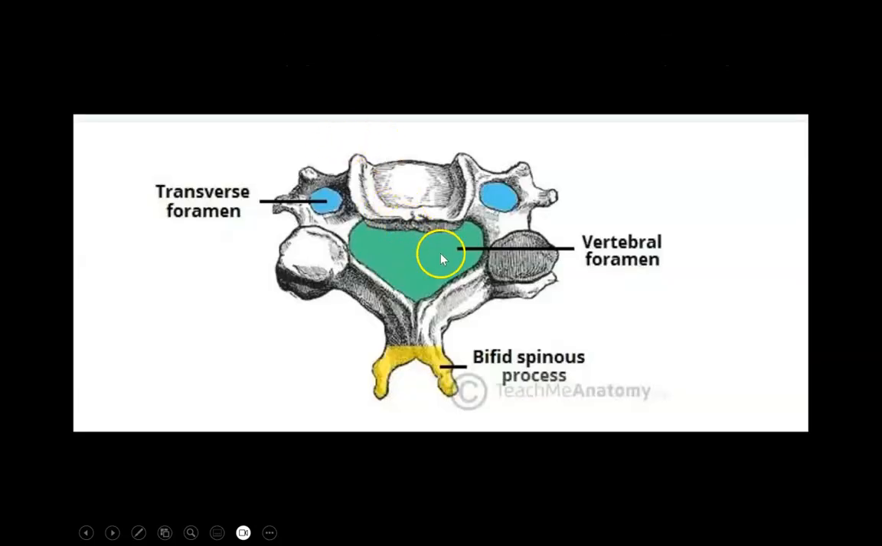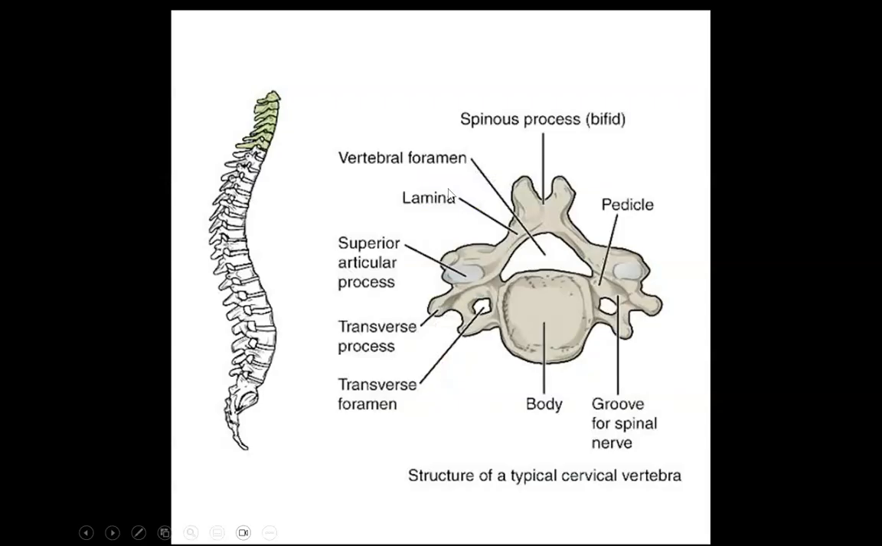As you see here, we have a bifid spinous process, very peculiar for the cervical vertebrae. We have a triangular cervical canal, and we have transverse foramina. Another view showing the body, transverse foramina, bifid spinous process, and the triangular canal.